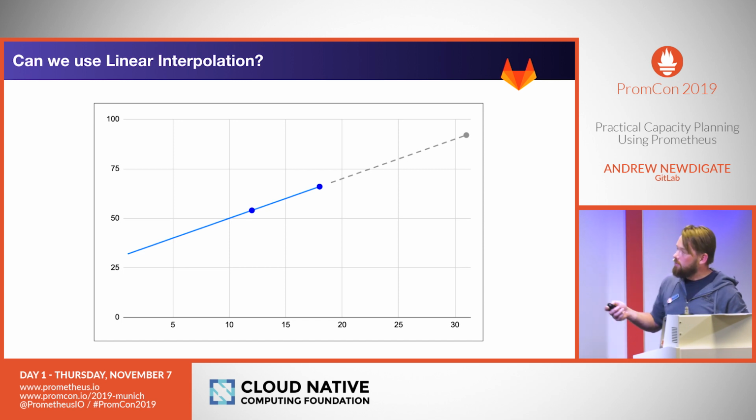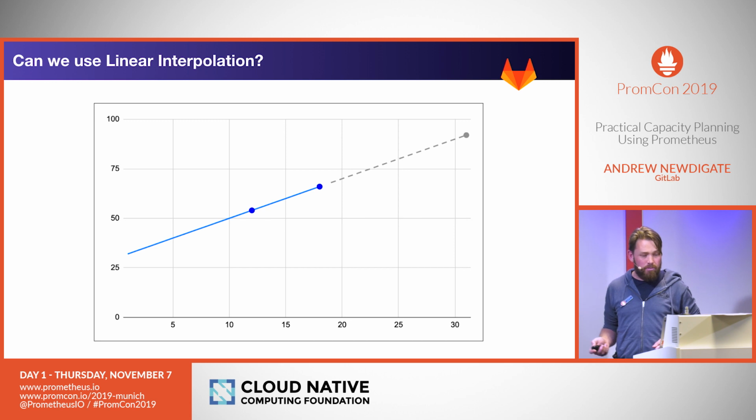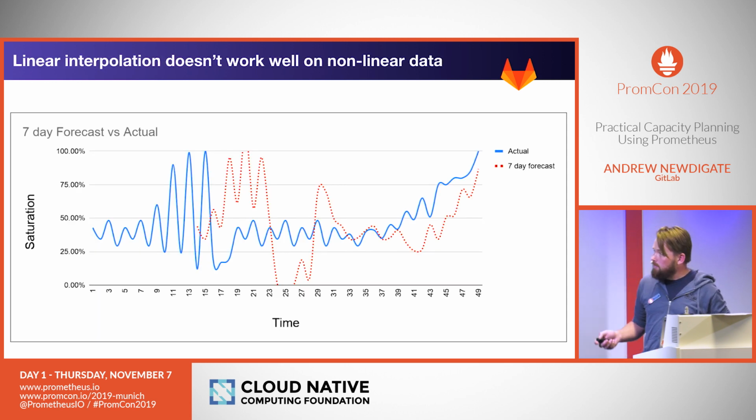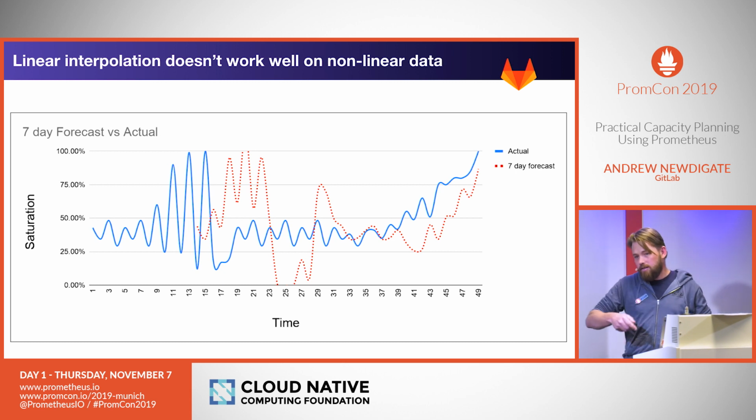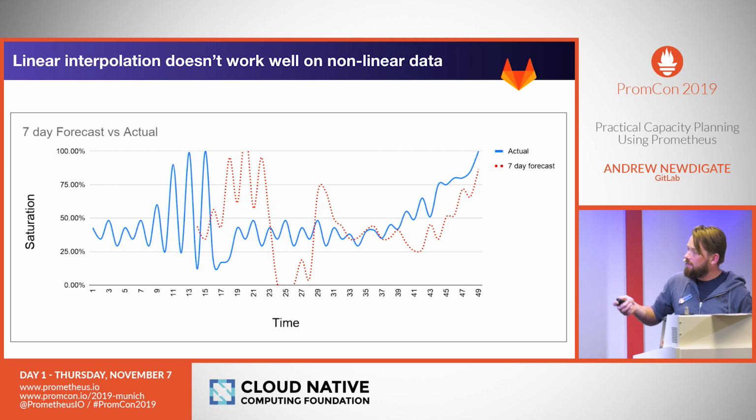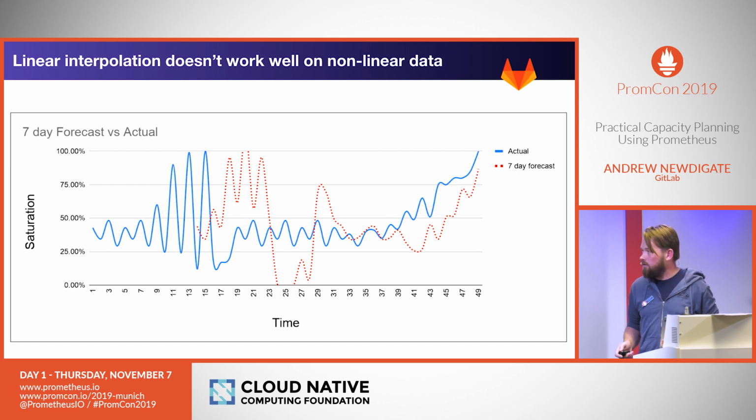So the first thing we tried was linear interpolation, but this didn't really work very well. The problem with linear interpolation is that we're not really dealing with linear data, and so the data's all over the show, and we get very misleading results. So this is just a plot of if we were to use linear interpolation and compare that to the actual value, that's what we'd see. The blue line is the actual value, and the red line is what we would have linear interpolated 7 days before. So that's a terrible forecast.